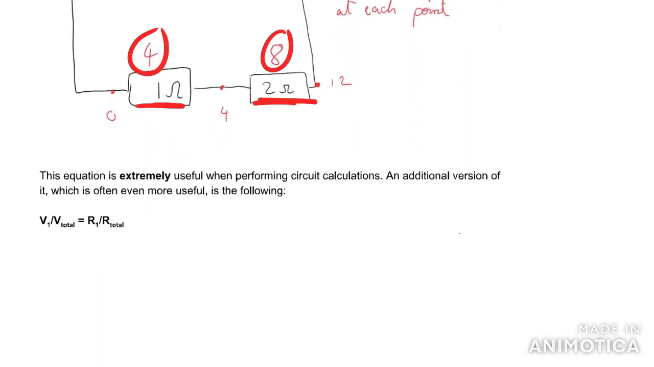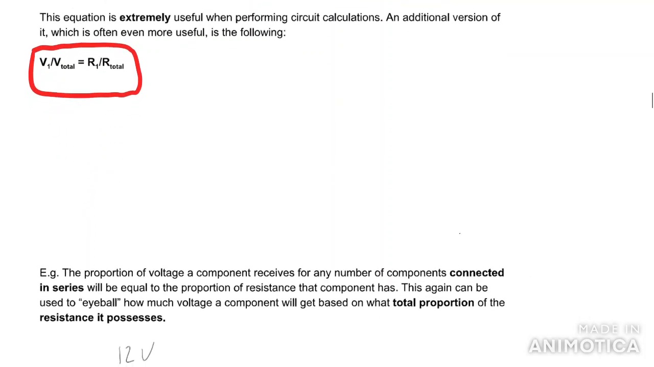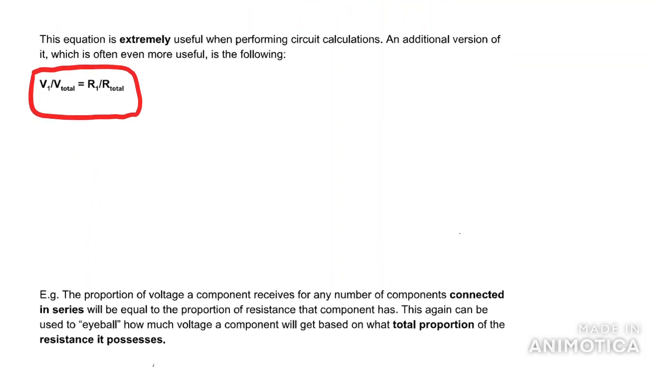Now, in slightly more complicated setups where you can't just eyeball it, this is an alternative version of the potential divider equation that's actually much more useful, which is V1 over V total equals R1 over R total. In other words, the proportion of energy that a component gets is the same as the proportion of the total resistance that component has.